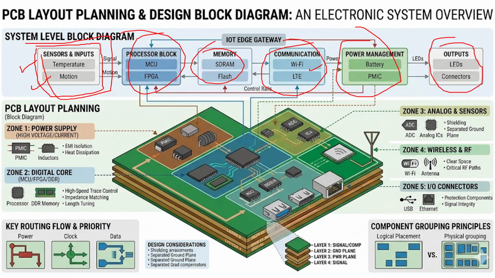So these are the layout planning. Based on the type of PCB that you are designing, based on that you can design your layout. So this is the rough PCB planning, PCB layout design, where we will keep the sensor, the processor, the memory, communication of the information, then power management, and finally the output interface, right? So this is the rough planning.